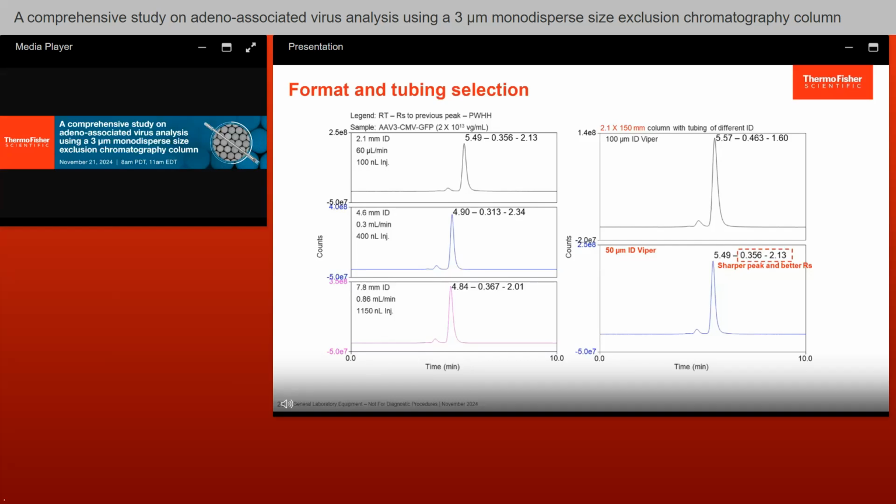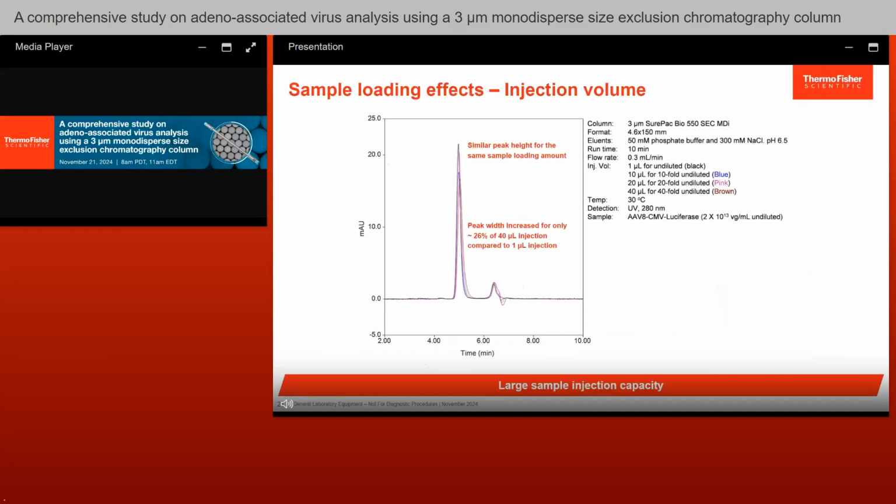And here is more data showing that if we use a 100 micron Viper versus a 50 micron Viper, we can see we have a much sharper peak, and the resolution is also greatly improved. It's always very important to optimize the tubing selection for the system and minimize the extra system volume. This column is also very good with large sample loading. For example, for applications like SEC-MALS, you will typically inject a lot of sample. It's definitely the right candidate for it.